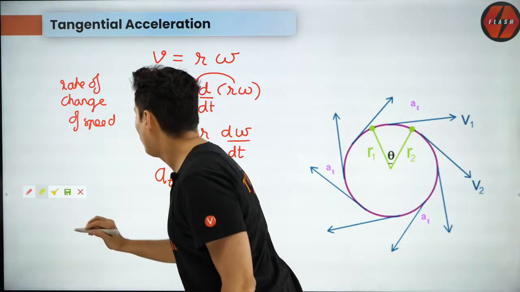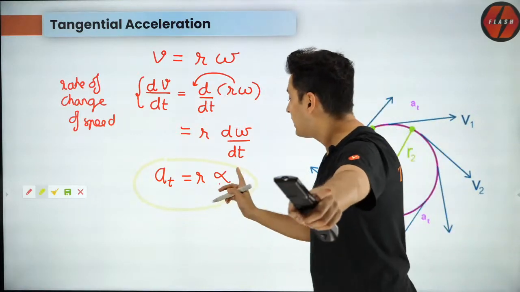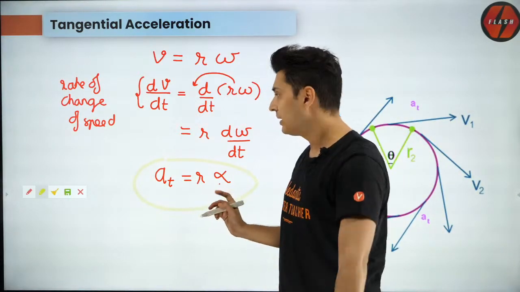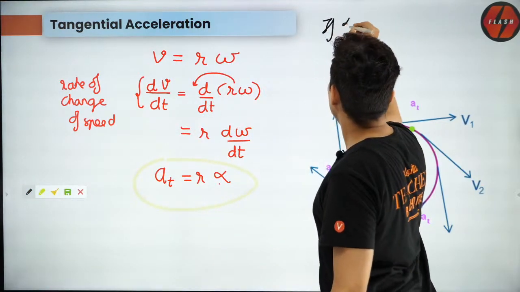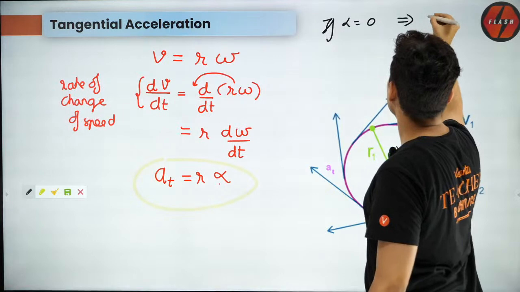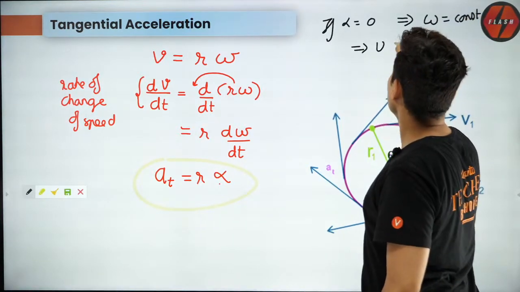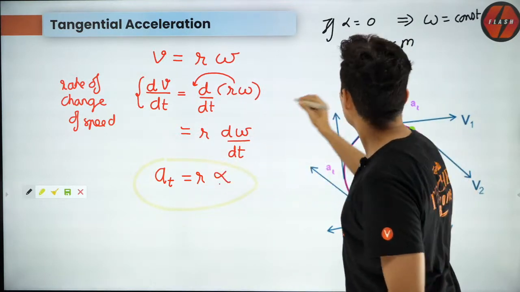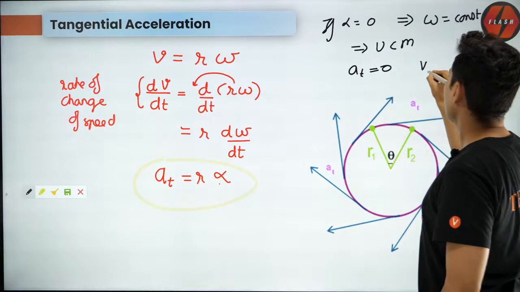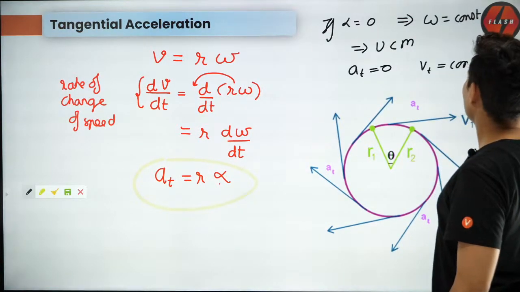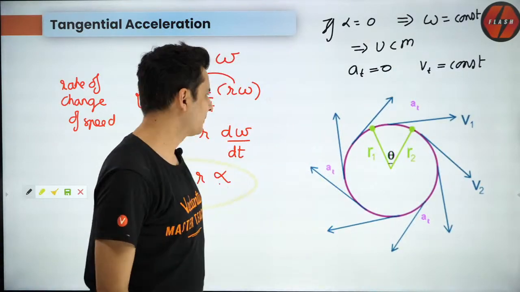So this is again a very important relationship. Think about it: if alpha is 0, what will happen? If alpha is 0, then omega is constant. That also tells me it is uniform circular motion. And it also tells me a tangential is 0, and if a tangential is 0, v tangential is nothing but a constant. That is what happens in uniform circular motion.